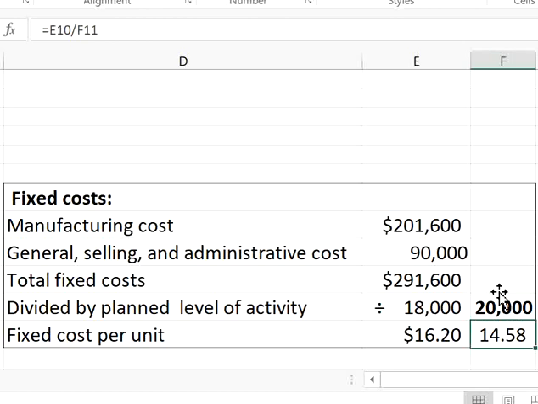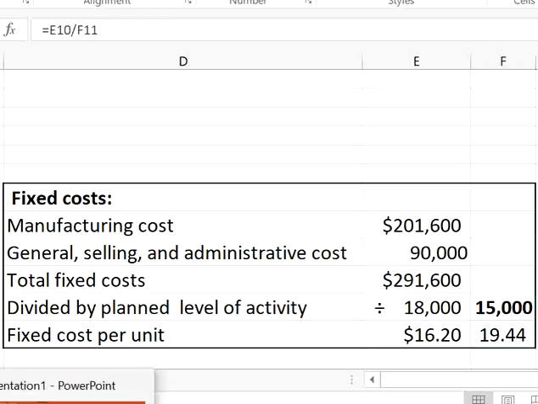See, fixed cost per unit has decreased. Let's say if we have 30,000 units, fixed cost per unit has decreased. So if we produce more and more, fixed cost per unit will change. If we increase the number of units, the fixed cost per unit will decrease. Let's say if I put this to 10,000, the fixed cost per unit has increased. Or if I put this as 15,000, now fixed cost per unit has increased. See, at 18,000 units it was 16.2, but when we decrease, fixed cost will increase. Fixed cost per unit, remember, not total, per unit will increase if you decrease the number of units.